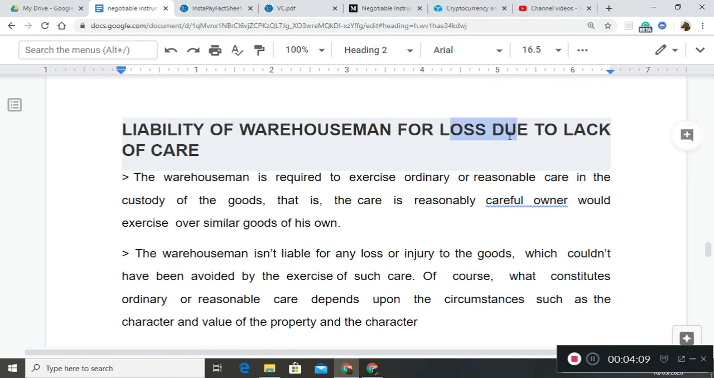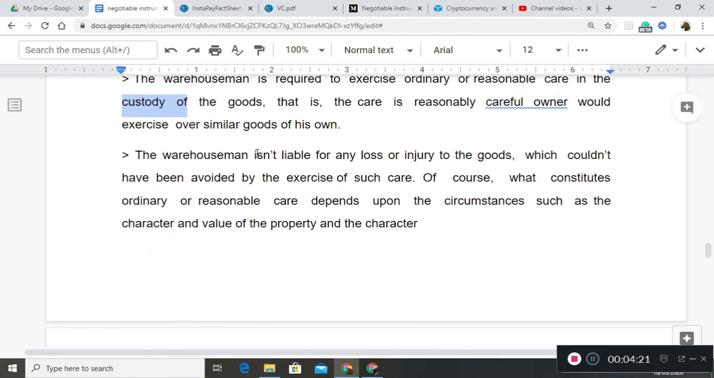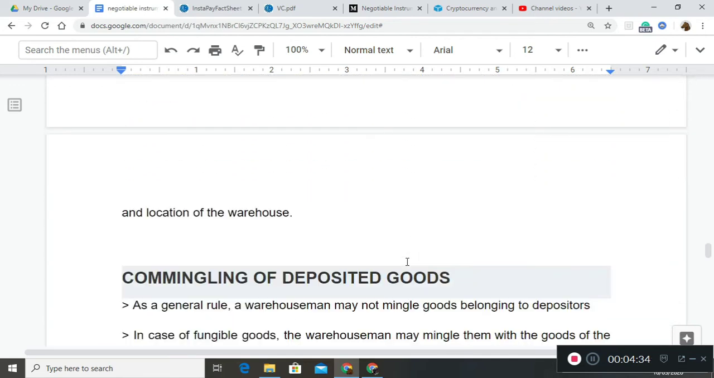Loss due to lack of care. Our warehouseman is required to exercise ordinary or reasonable care in the custody of the goods. So he is not liable for any loss or injury to the goods which could not have been avoided despite the exercise of proper care.